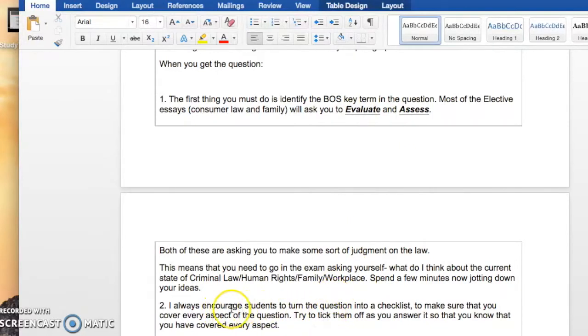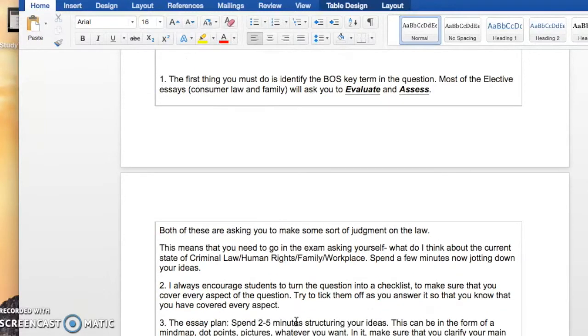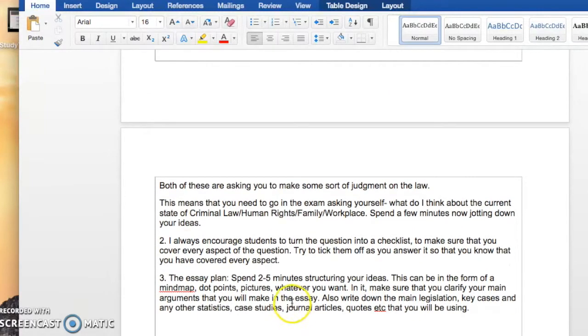Number two, I always encourage students to turn the question into a checklist to make sure that you cover every aspect of the question. Try to tick them off as you answer so that you know that you've covered every aspect. This is especially helpful in an exam when you want to make sure that you haven't missed anything. You don't really have time to read over things in exam. You may read over it for like a minute. It's not like an assessment, in which case you've got days or weeks even. So just make sure that you've done that in the exam.